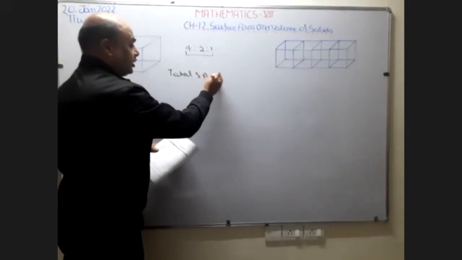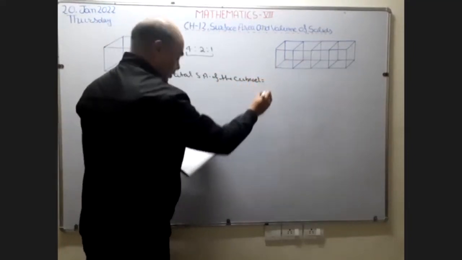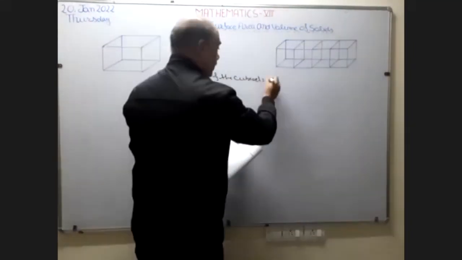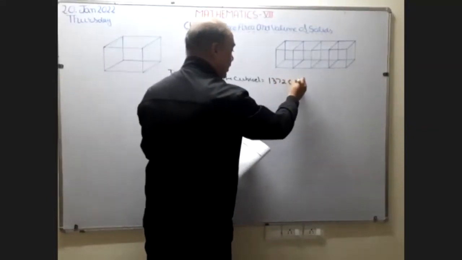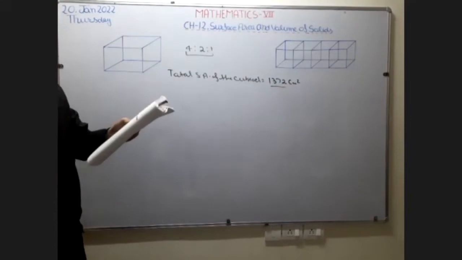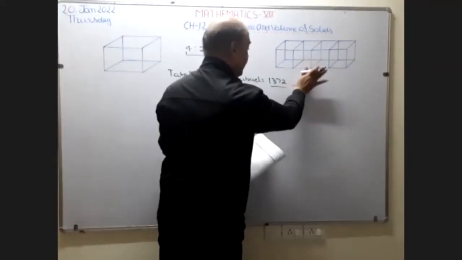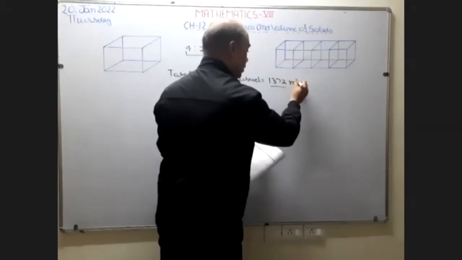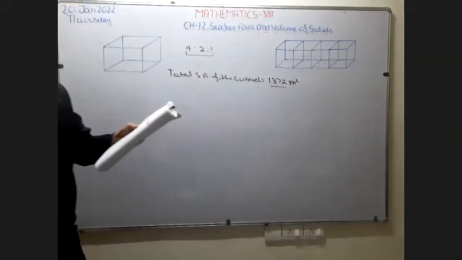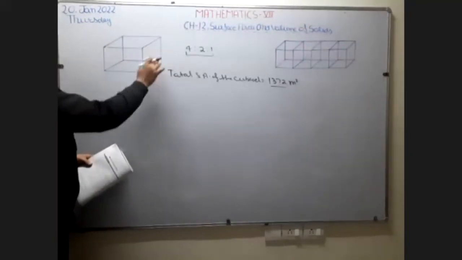Write: total surface area of the cuboid, which is 1372 centimeter square. Not centimeter square, it is in meter square. So right here, meter square. Okay. Now in this question, we are going to find the dimensions of the cuboid, means length, breadth, and height. We are going to find.